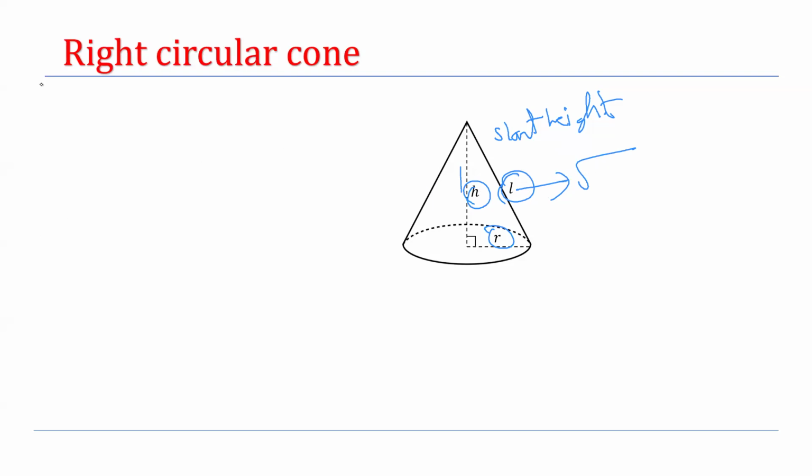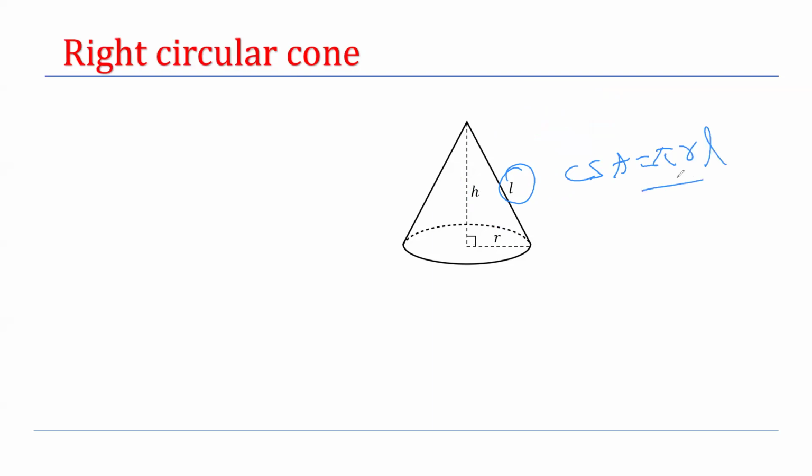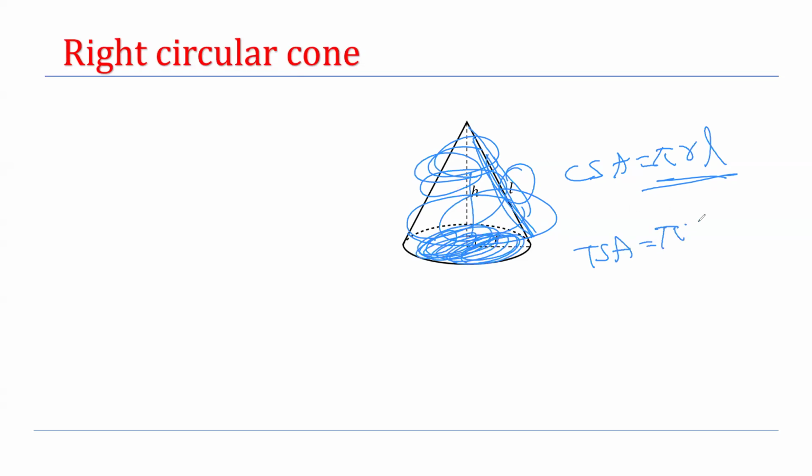So we use this slant height to find the curved surface area. The curved surface area is pi r L. We don't use h because we want this area, right? That's why we use this. Pi r L. Do you understand that? Okay, sir. Next, total surface area is nothing but you should add this base circle. What is that base circle area? Pi r L plus pi r square. If you take pi r common, pi r into r plus L. Did you understand this?